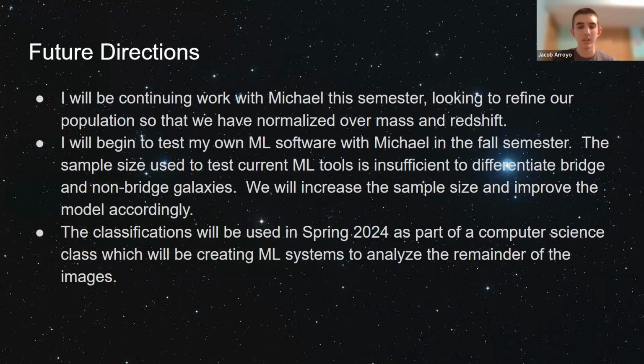And then the classifications will be used in the spring of 2024 as part of a CS class, which will be creating those machine learning systems to analyze the remainder of the images so that humans don't have to do it, because it took a really long time. There were thousands of images to go through, and that's a lot.